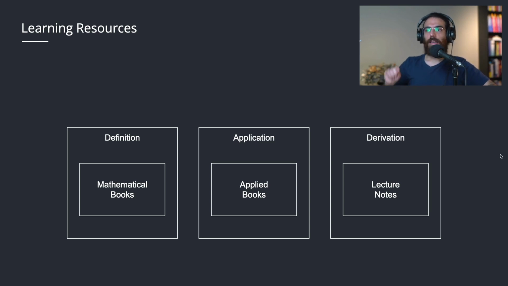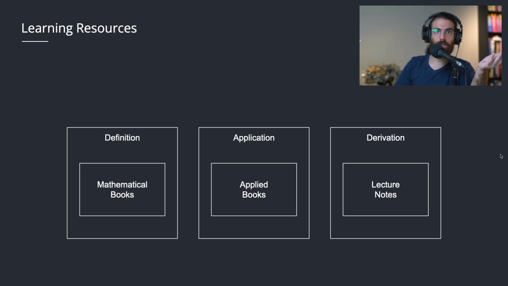Now, if you're going to define, so we said we have three parts: definition, application, derivation. So the first thing we want to do is define what those symbols are. But now let's say we know what those symbols are. We know what gamma is, what factorial is. We know what alpha, beta. We know all of this stuff.